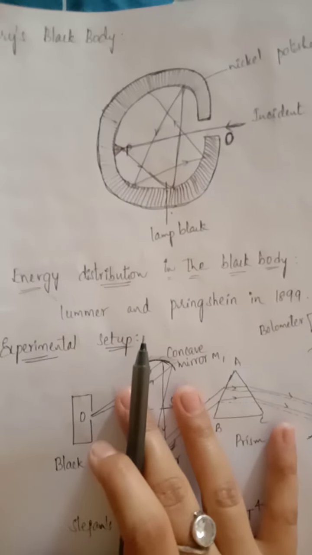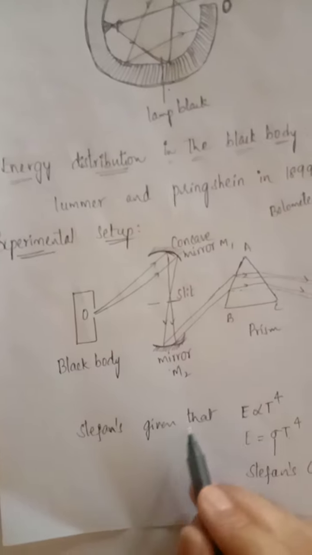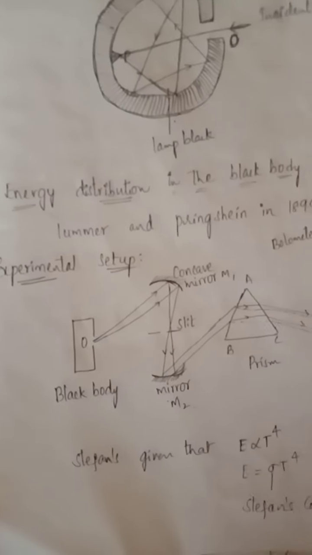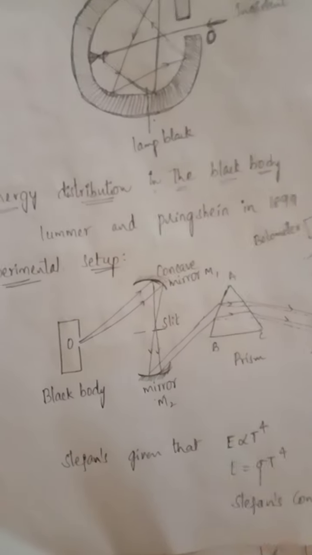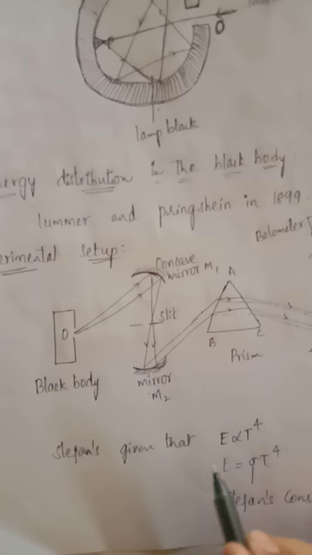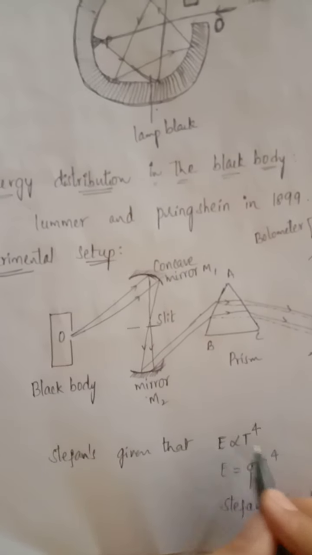Next one is the energy distribution in the black body. Before knowing that, we have to know Stefan's law. Stefan also gave one thing: he only gave the total energy of the black body, but he doesn't explain the energy distribution in the black body.